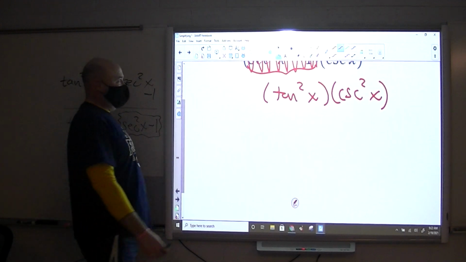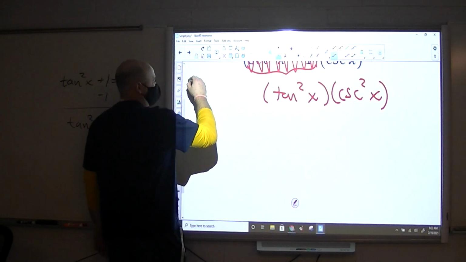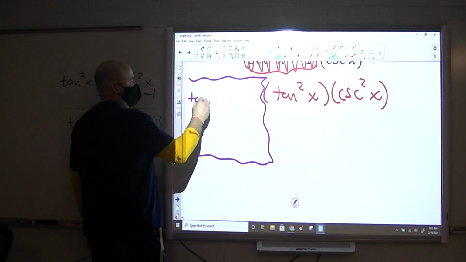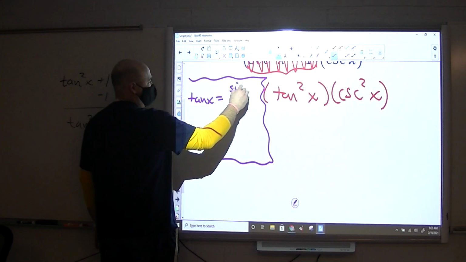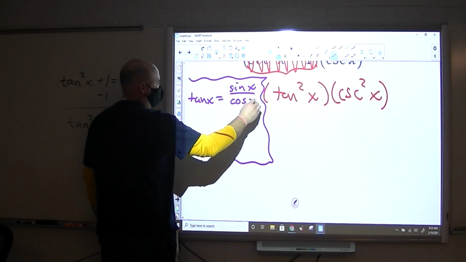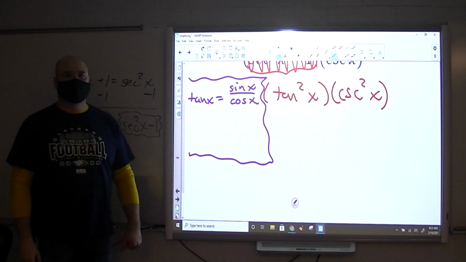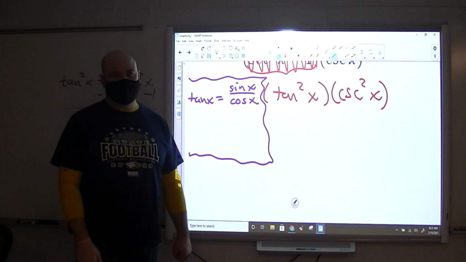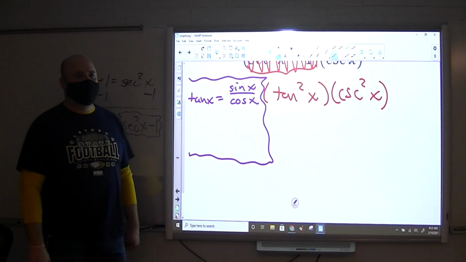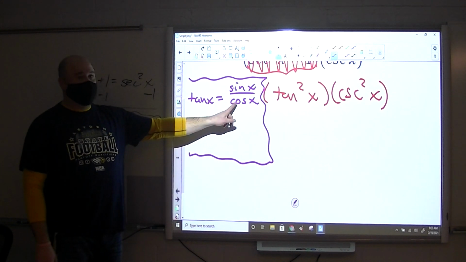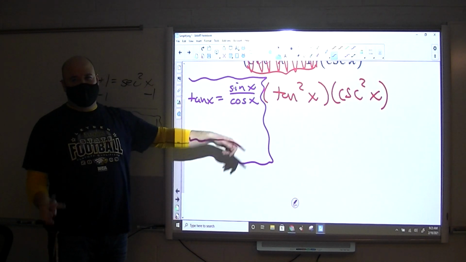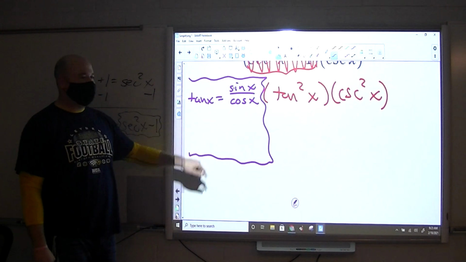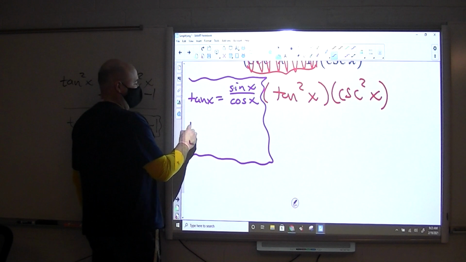One thing worth noting, come off to the side here. Somewhere in your notes you have this statement, tangent x equals sine x over cosine x. It would have been from Tuesday? Maybe Wednesday. So if you watched that video or if you were here in class that day, you should have this in your notes. This is true. So is this.